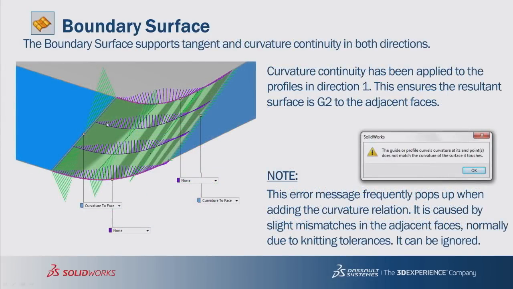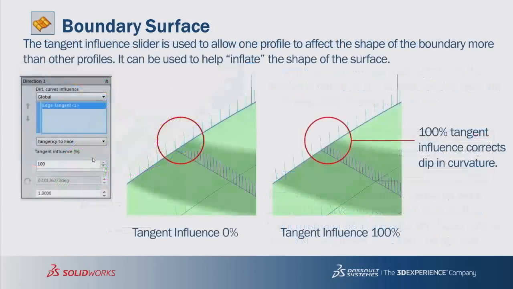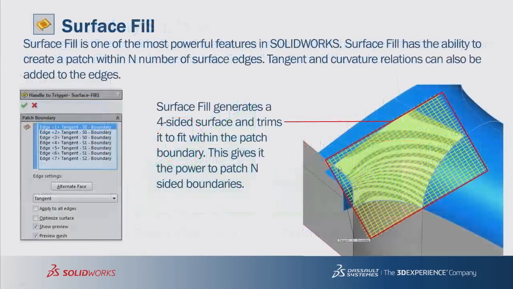It supports continuity in both directions, so I add curvature to the face. We can use the curvature combs to see we get that really nice, smooth, gradual transition. That tangent influence slider I mentioned, we want to increase it to 100%. A lot of the time, it kind of pumps up the surface. We don't run into this little flat spot here, so 100%.